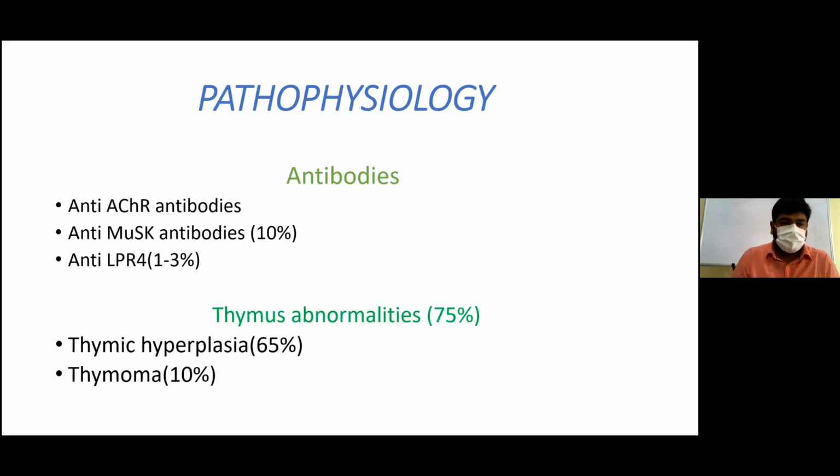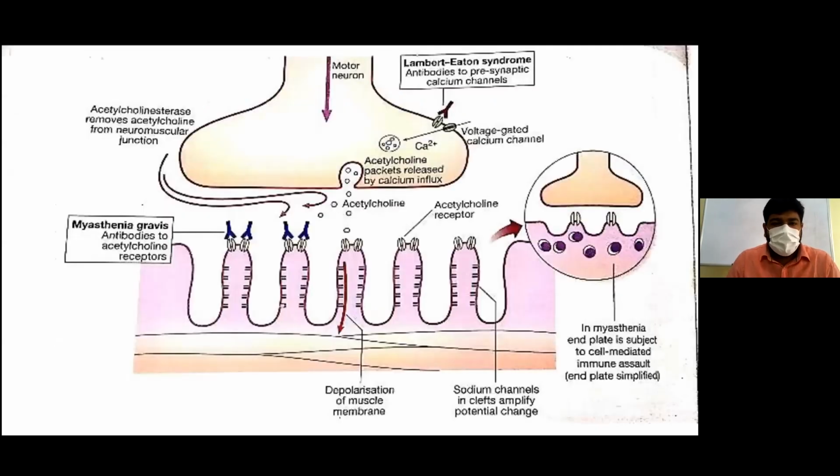Coming to the pathophysiology of the disease, when an action potential travels down a motor nerve and reaches the nerve terminal, acetylcholine is released and it combines with the acetylcholine receptors present on the postsynaptic folds. When the acetylcholine combines with this receptor, there is an influx of sodium which produces depolarization and causes muscle contraction. This acetylcholine is later hydrolyzed by the acetylcholinesterase enzyme which is present within the synaptic folds.